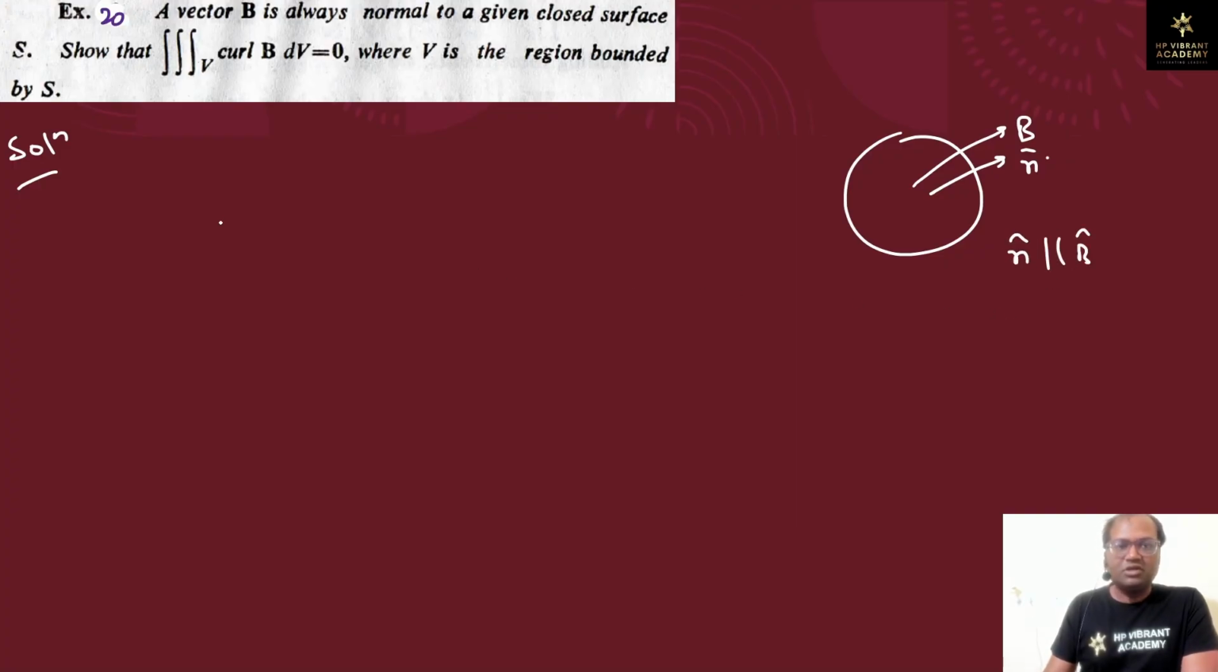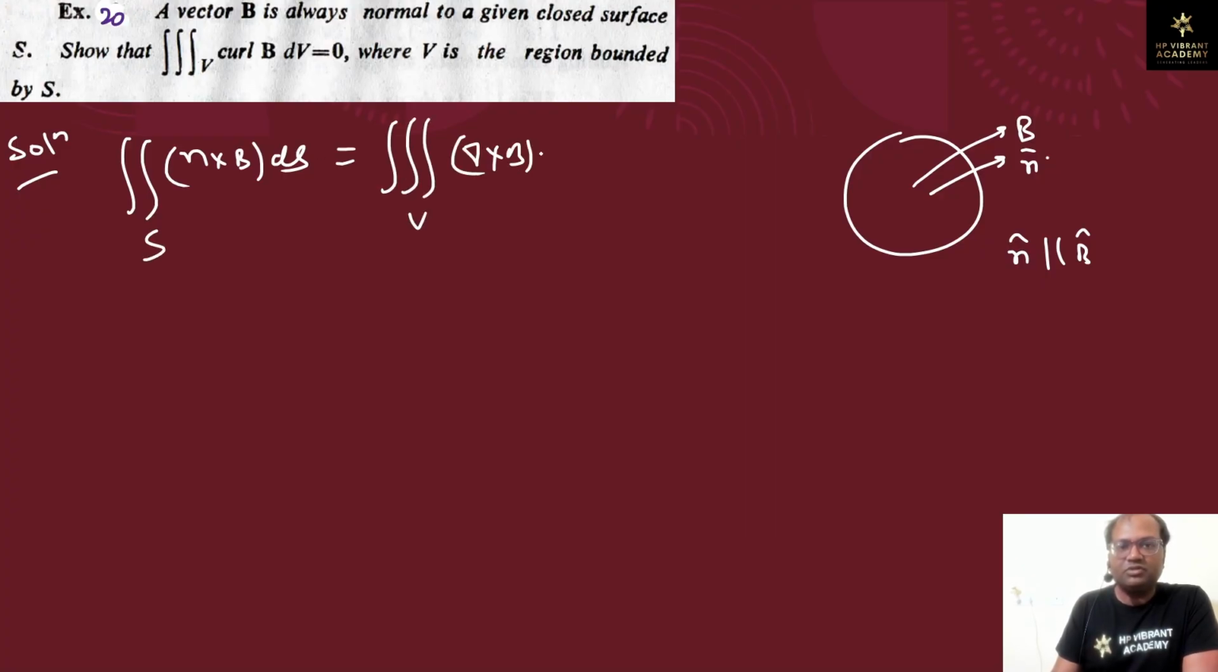The vector B is always normal to a given closed surface S. So this is parallel to our unit vector along the outward normal. This means the unit vector is parallel to this B vector. So based on the previous result, we have surface integral N cross B dS is equal to volume integral del cross B dV. That is, del cross B is curl of B. This means volume integral curl of B dV.